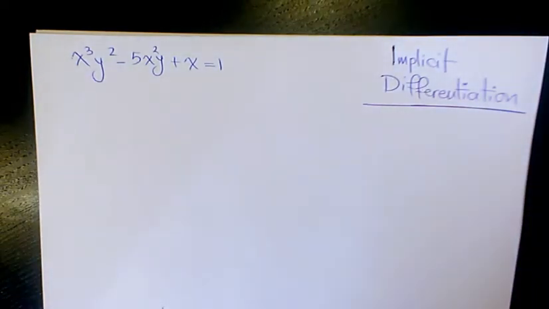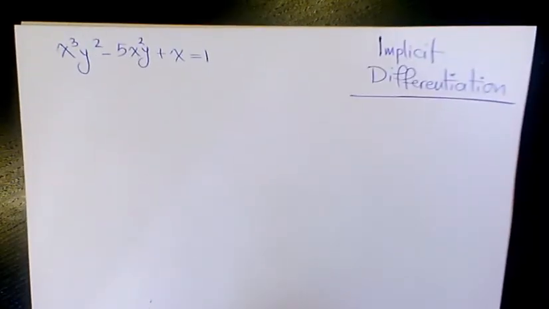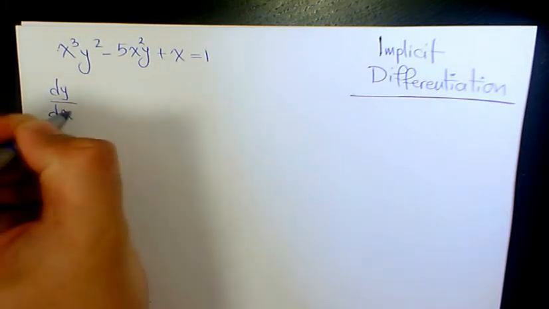Welcome to another video. In this video I want to find the derivative of x cubed y squared minus 5x squared y plus x equals 1. I need to use implicit differentiation to find dy over dx.